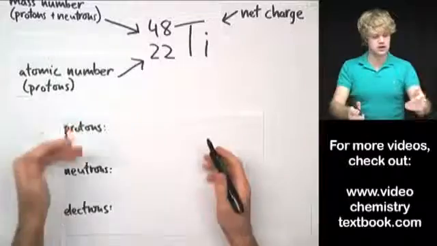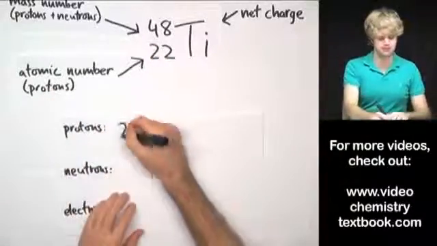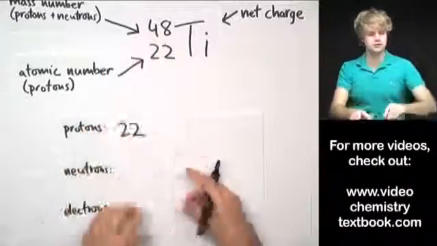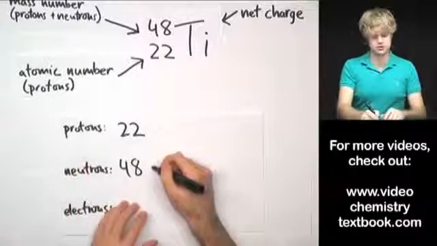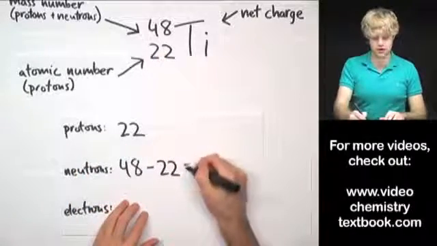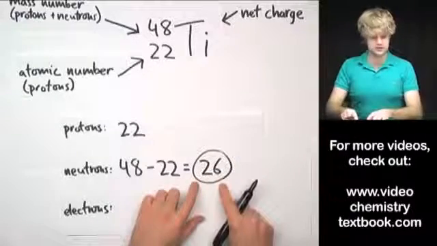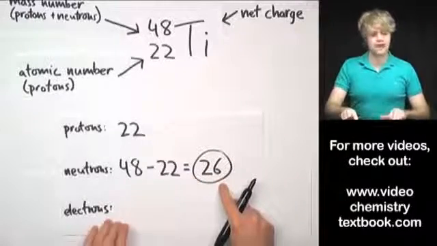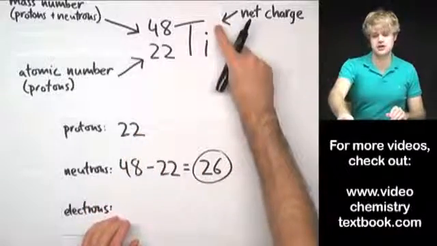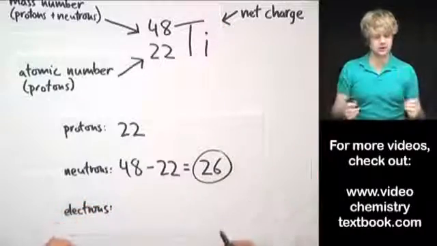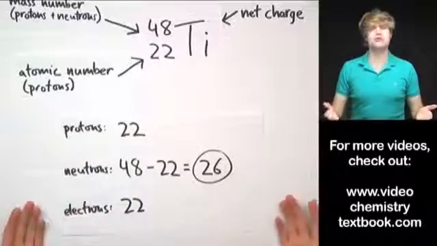So, protons, neutrons, and electrons for this guy. Protons is the atomic number, 22. And neutrons, the mass number, 48. Protons plus neutrons, minus 22, the number of protons, and we get 26 neutrons. For electrons, they balance out with protons, and as we said, since there's nothing up there, it has a 0 net charge. So that means I've got 22 protons, and I've got 22 electrons.